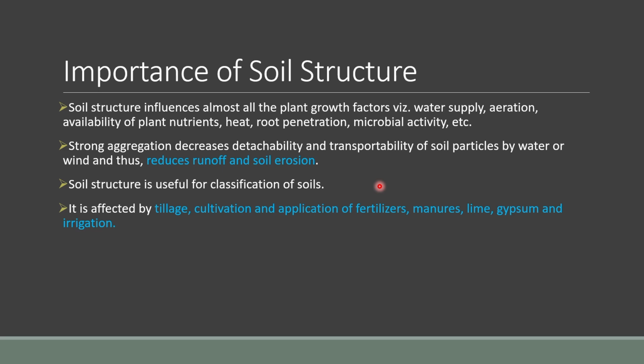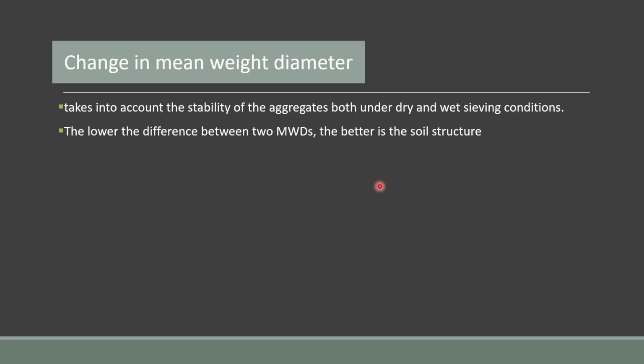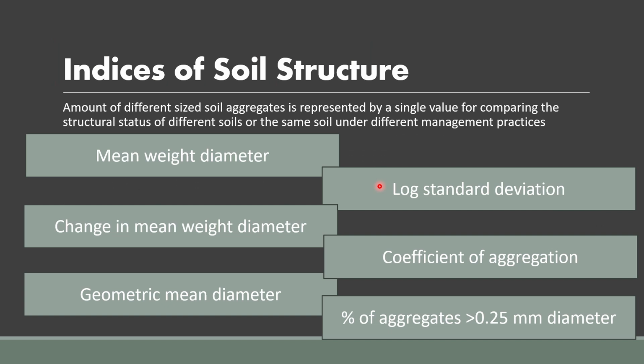Then we can see the importance of soil structure. We have to study the mean weight diameter and the change in mean weight diameter only. It is mentioned in the Fundamentals of Soil Science book. So just see what the indices are, log standard deviation, coefficient of aggregation. If there is anything extra, we can discuss it while we are discussing the questions. Okay, MCQ questions. I will arrange one section for those MCQ questions also.